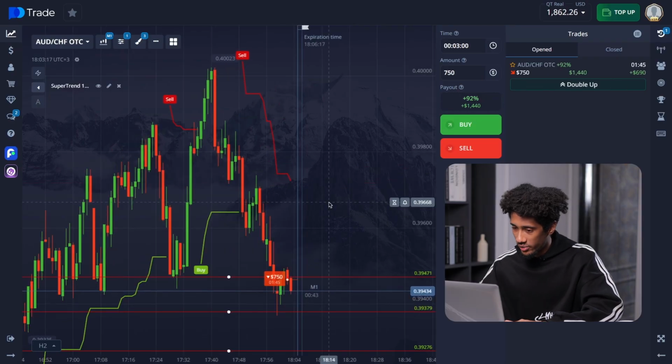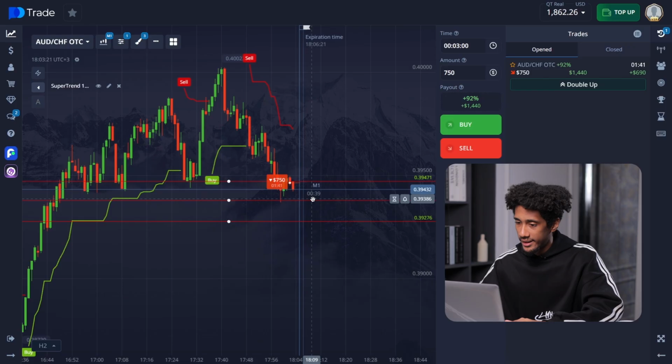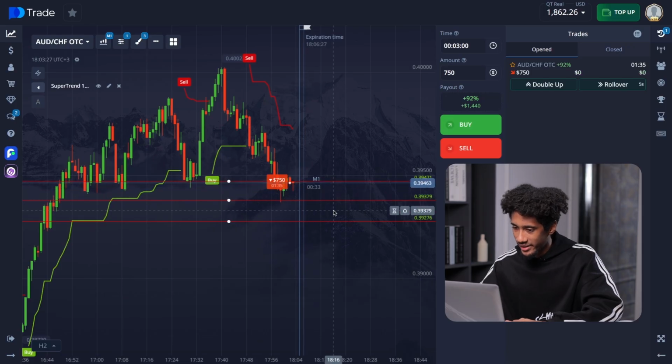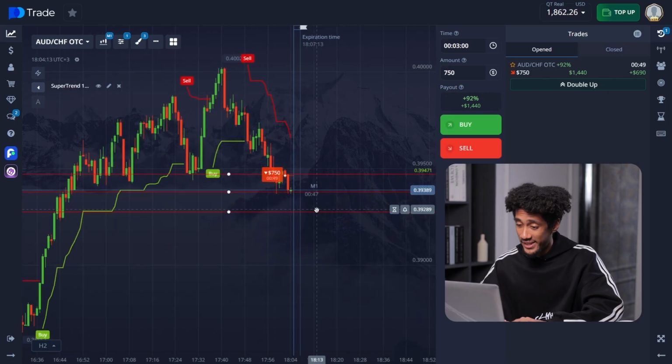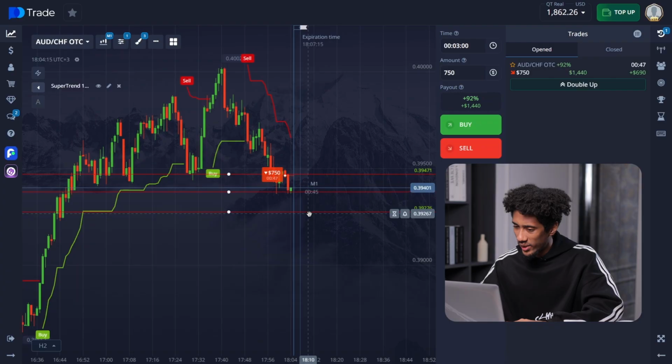Looks like the correction is wrapping up, and continuation down resumes. Yes, moving down nicely. Broke this level, 50 seconds. This one's likely to be green, but it still feels a bit edgy. It keeps tapping this level and can't cleanly break it. Let's see, if it flushes into the close, great. It just went up into the close, so I expect it to push it down at the very end.